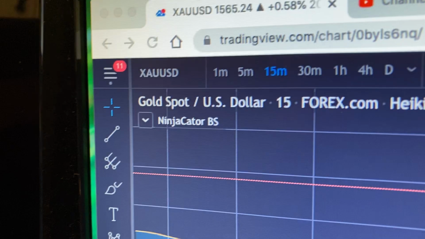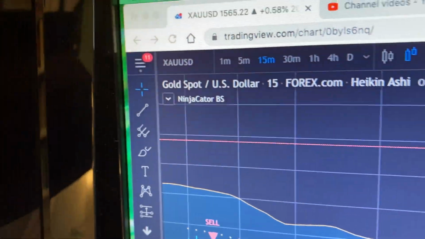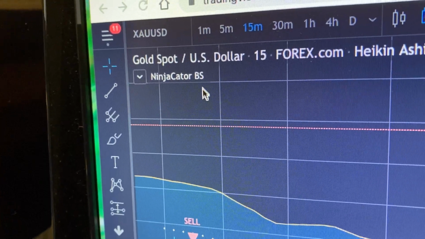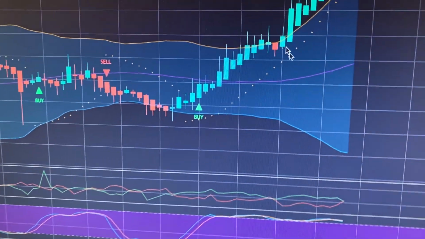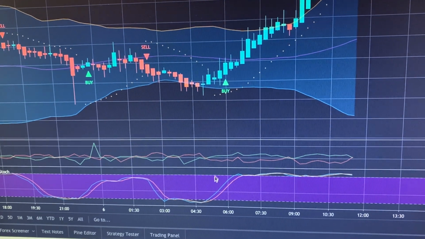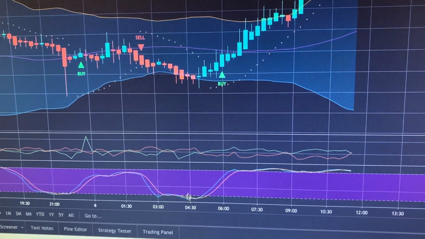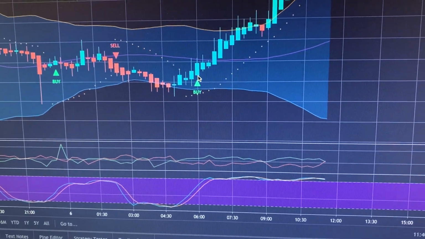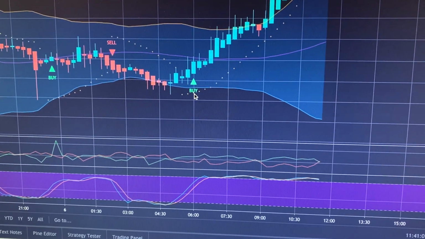So here is gold on the 15-minute, okay? So you can see there that my Ninjacator is on there, okay? So let's look at this one, shall we? Right, the Ninjacator gave us an alert here. The stochastic was in the extreme. The PSAR flipped and we had a flat bottom candle and we got our buy signal on here.